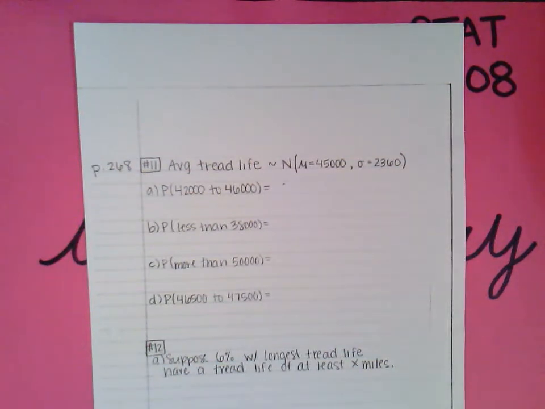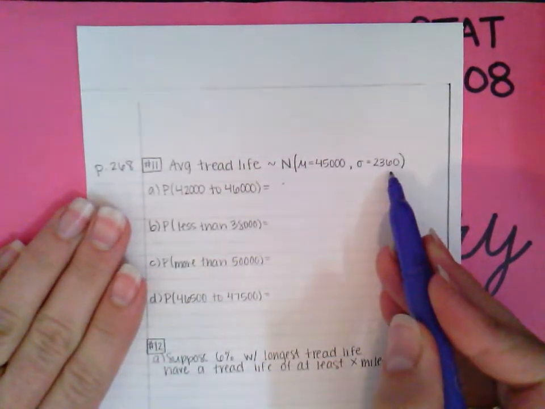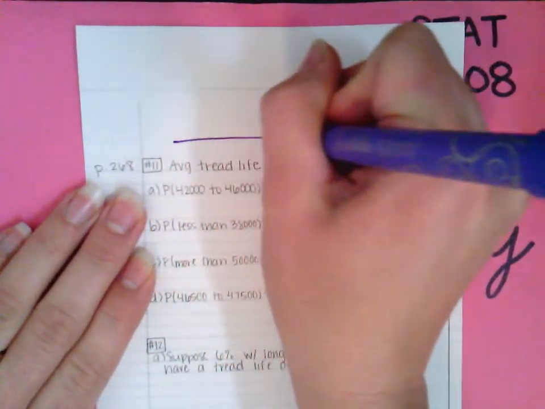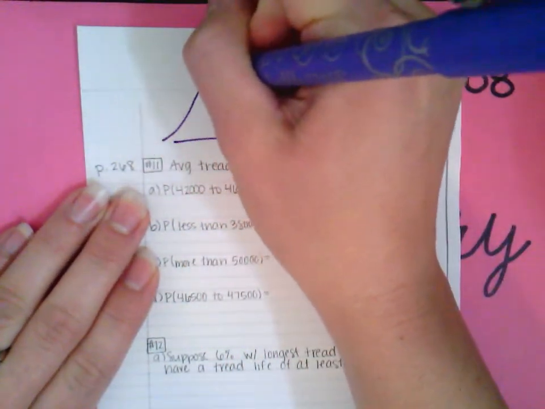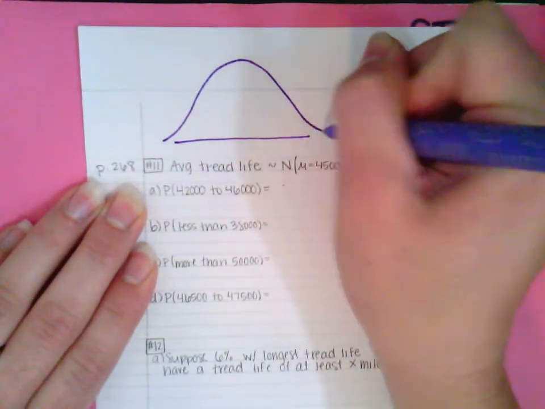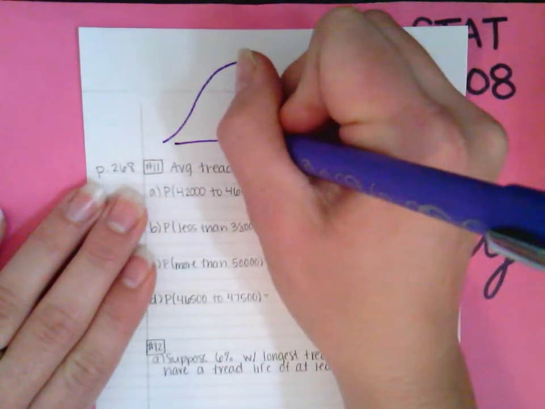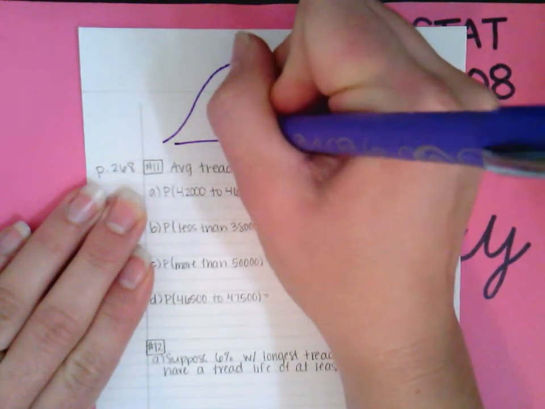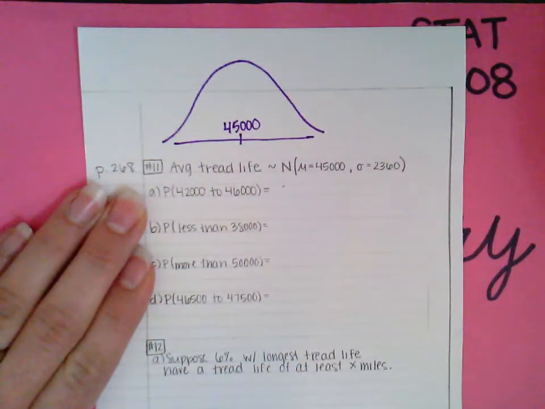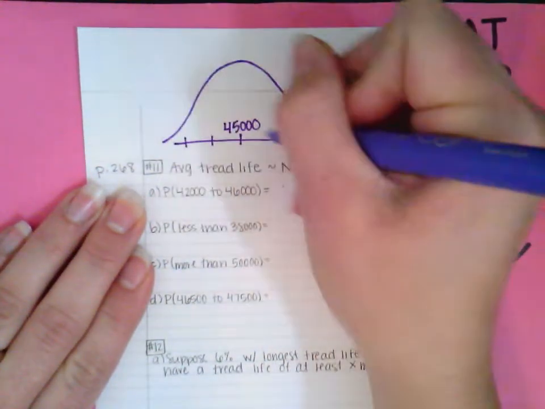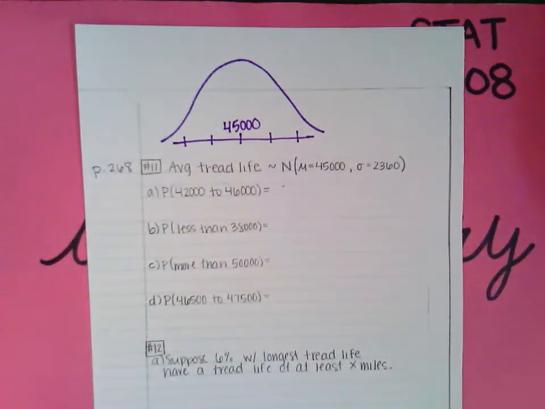So the first question here talks about tires, and it says the average tread life of a tire is known to be a normal distribution with a mean of 45,000 and a standard deviation of 2360. And what I like to do at the beginning of a problem is think about what that distribution looks like. If it's normal, I know the distribution is unimodal and bell-shaped. The mean is 45,000. And then standard deviation is 2360.